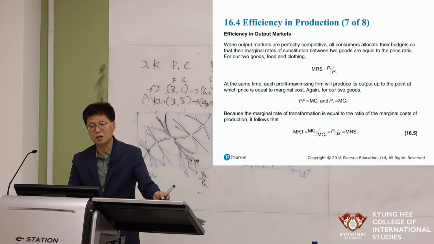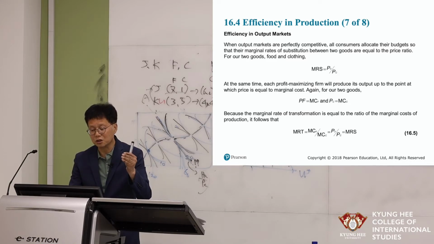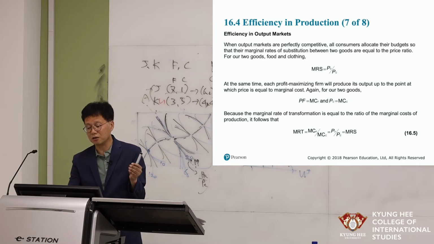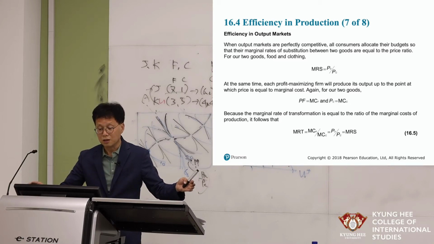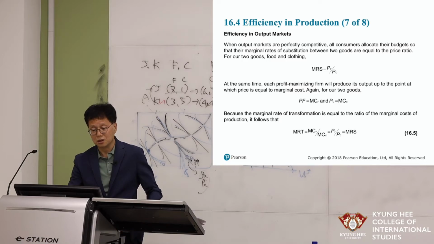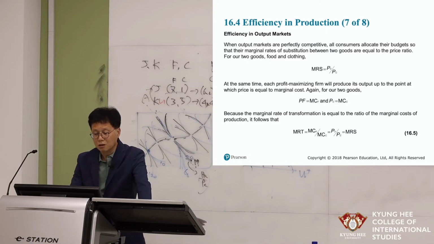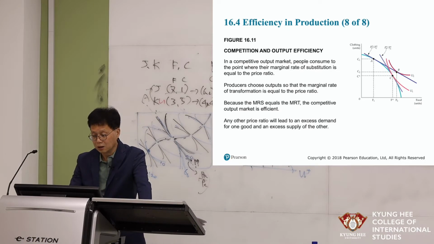Right? So MRT is the exchange rate of food in terms of clothing from the perspective of production or producers. MRS is the exchange rate of food in terms of clothing from the perspective of consumers. PF over PC is the exchange rate of food in terms of clothing in the market. These three equalize. Right? Then we say there is efficiency in output in a competitive output market. Okay?